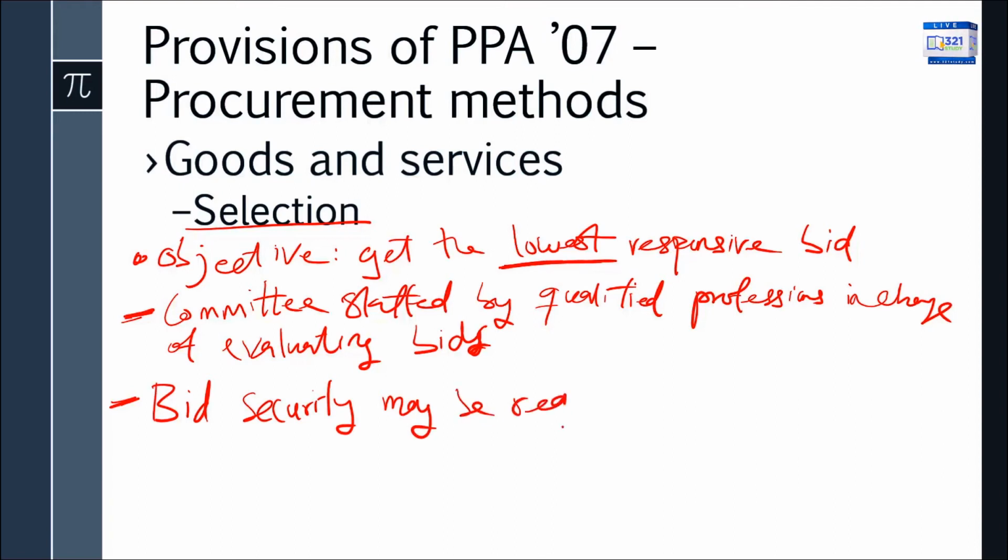This can be taken as a requirement of commitment from the bidder. You need to make a deposit of 2% of the bid price, or by way of banker's guarantee.